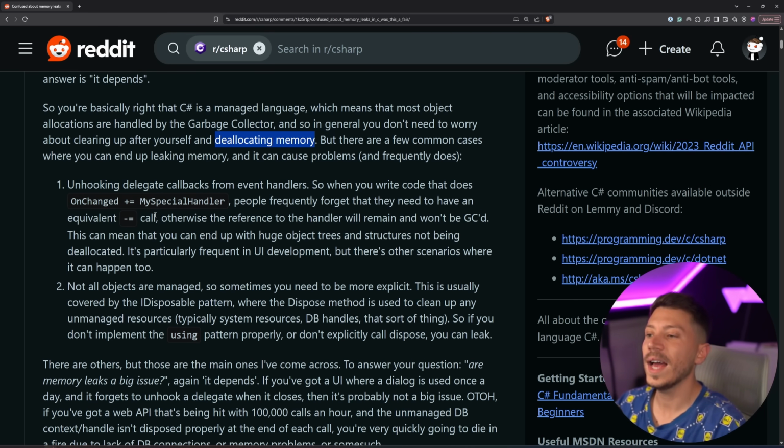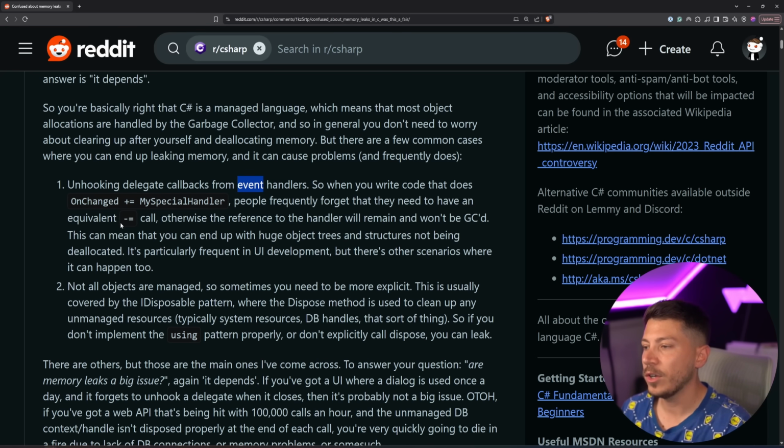when you have event handlers and you hook a delegate callback, not unhooking it when you need to can actually lead to memory leakage issues. This is actually by far the most common way normal code can get a memory leak. People frequently forget that they need to have an equivalent minus equals call. Otherwise, the reference to the handler will remain and won't be GC'd. This can mean that you end up with huge object trees and structures not being deallocated. It's particularly frequent in UI development, but there's other scenarios where it can happen too.